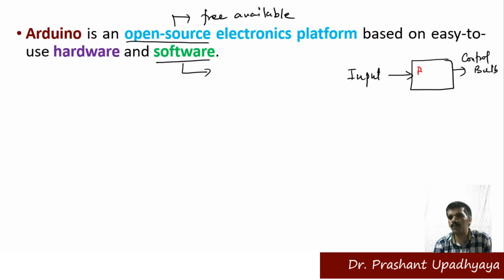I have to do some programming. I have to write some program here. So where are you going to write that program, and how are you going to upload that program in the microcontroller chip which you have in the Arduino UNO board? So for that you require the software.